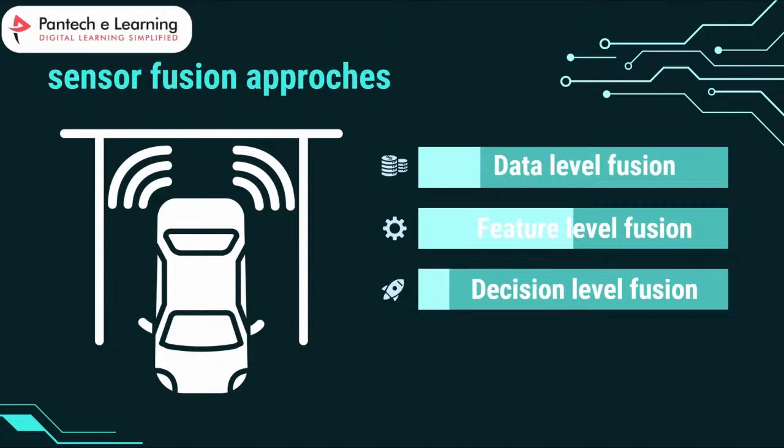Here there are three approaches. One is data level fusion, another is feature level fusion, and another is decision level fusion. So what is data level fusion? Mainly, the raw data from the multiple sensors is combined into a single data set before any processing occurs. This approach involves merging raw sensor measurements such as images from the camera, point clouds from the Lidar and signals from the radar into a unified data set. After this fusion, the algorithm can analyze the combined data set to extract the relevant information about the environment.